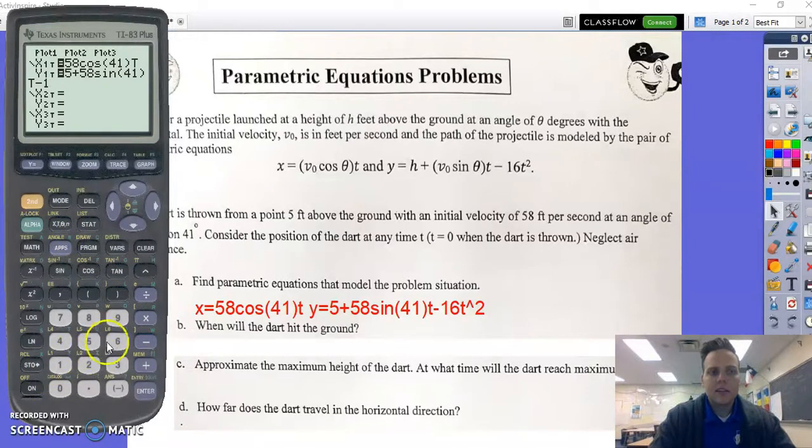minus 16t. I did not mean to click that twice. Sorry. Squared. My 16t squared. Okay, so I typed in those two equations. Sorry, that took a little bit. So now you're going to hit graph.